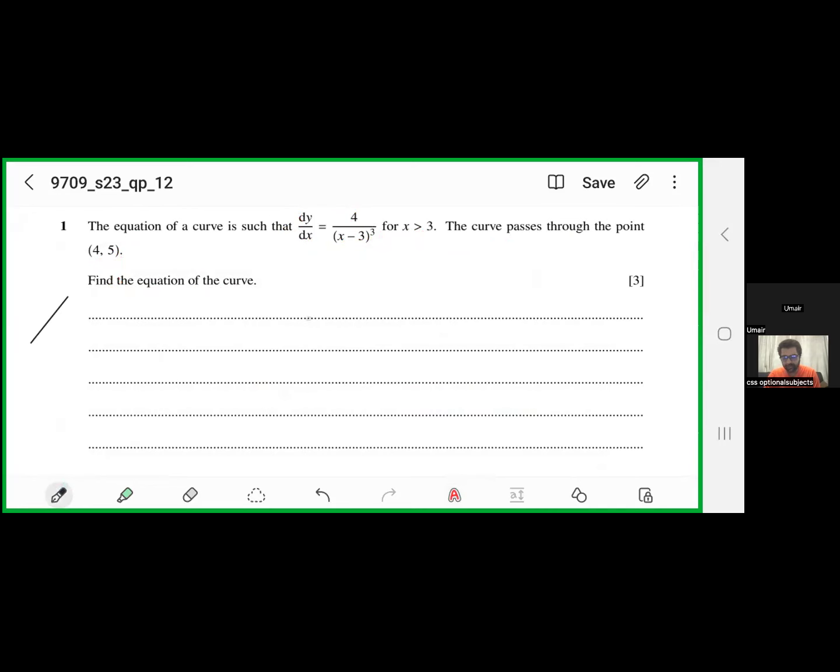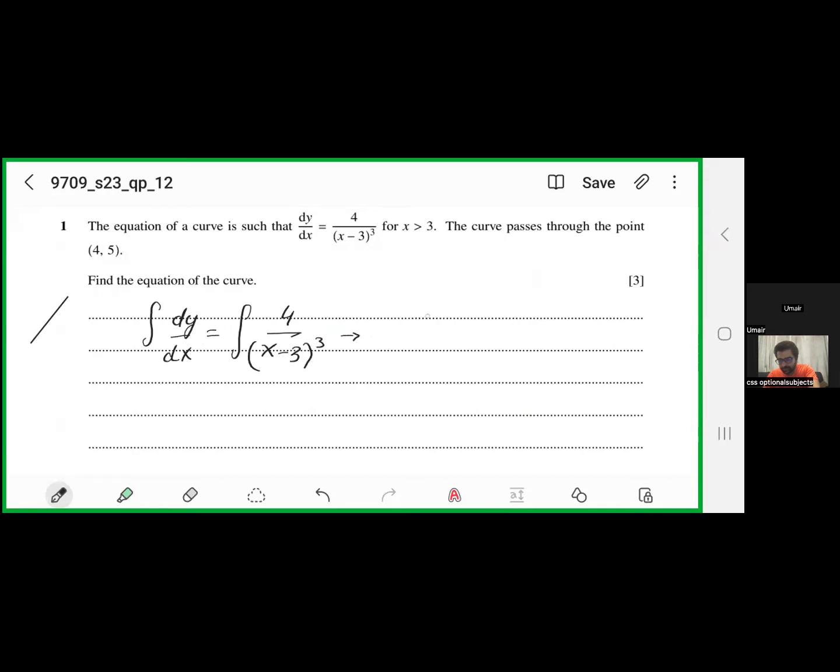So basically in this question, you have to find the equation of the curve, and for that you have to integrate the derivative which is given over here. So when you integrate this one, 4 over (x minus 3) cube, let us integrate this one.